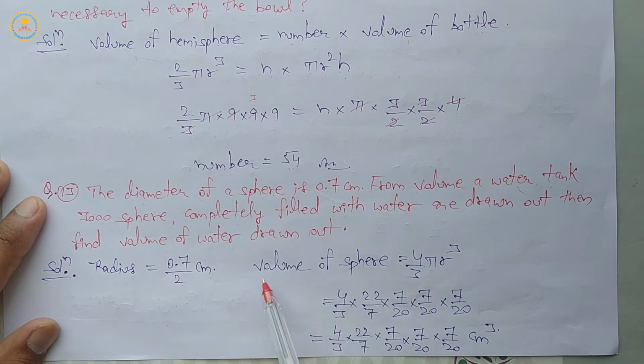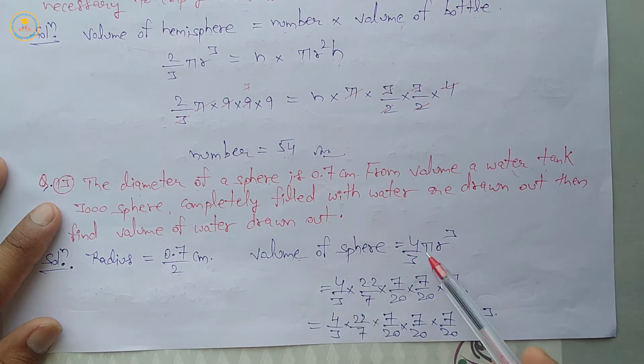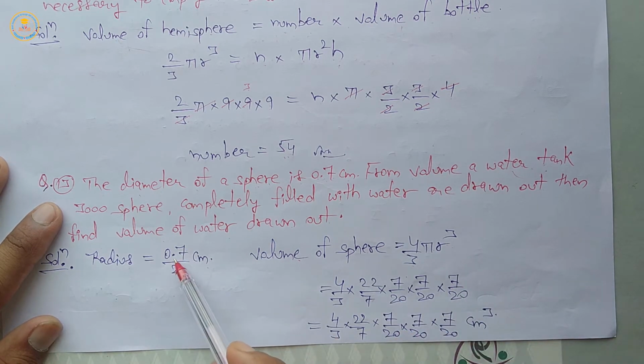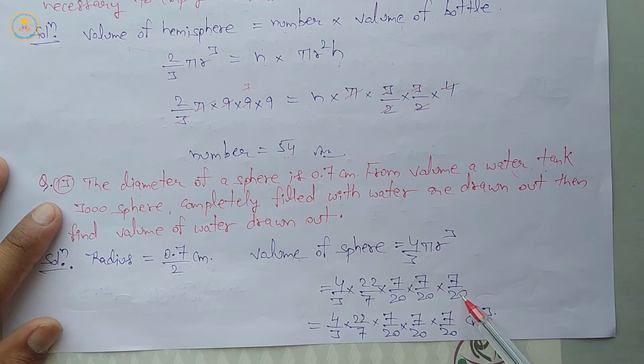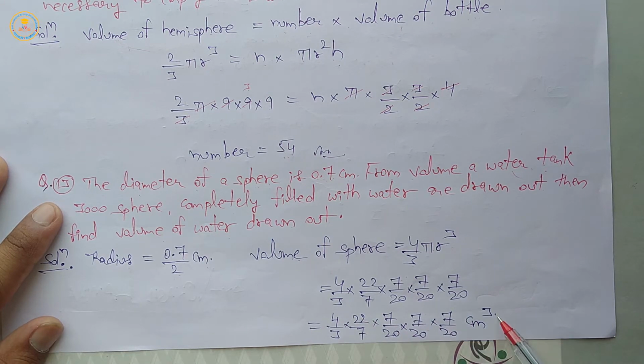Okay, volume of sphere is 4 upon 3 pi r cube. 4 upon 3 as it is. Pi equal 22 upon 7. Mention r means 7 upon 20. 0.7 upon 2 means here remove point, divided by 10. So 7 upon 20, 7 upon 20, 7 upon 20. So 4 upon 3, 22 upon 7, 7 upon 20, 7 upon 20, 7 upon 20 centimeter cube.